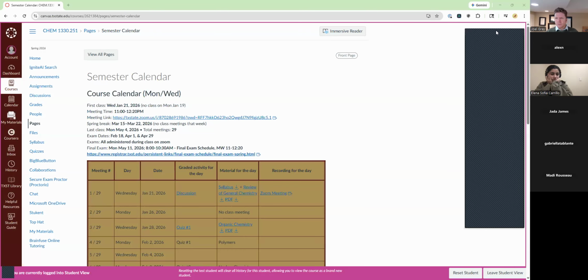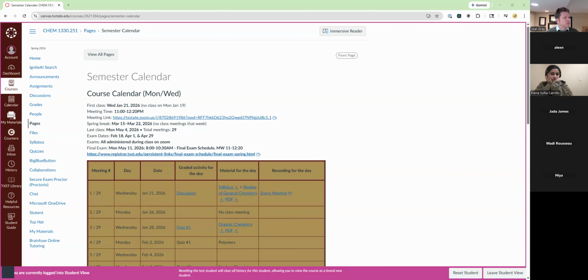And so I'm going to share my screen. And this is your Canvas page as seen in a web browser. I've had a couple of people ask me in my other classes, where are the recordings? And I want to draw your attention to this matrix, this layout. This is basically your calendar. So we have meeting numbers, days, dates, graded activity for the day, material for the day, recording for the day.